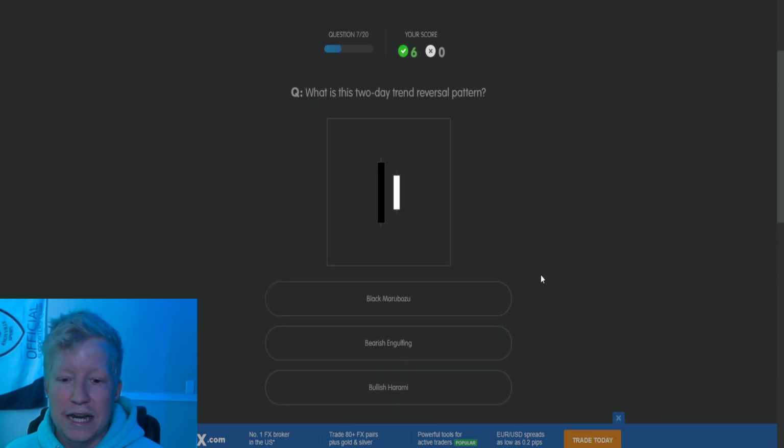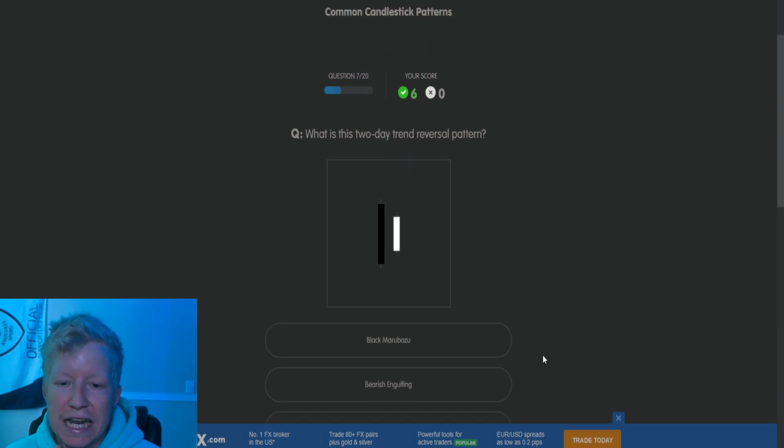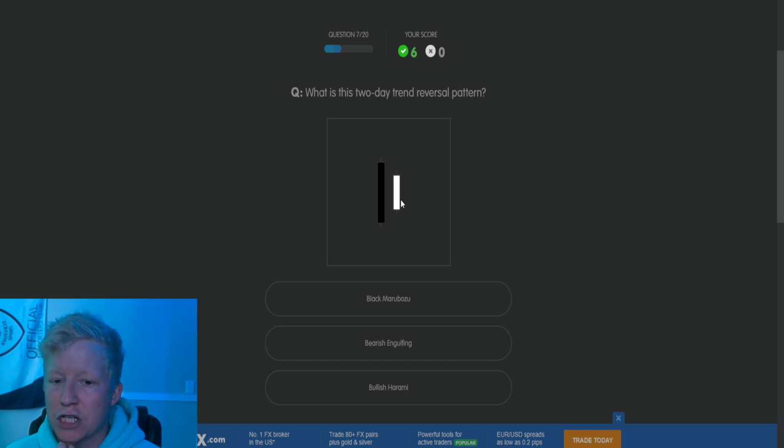And ooh, this is an interesting one. What is this two-day trend reversal pattern? I don't actually know what a marubozu or haramis are. Once again, I'm not huge into the names of these things. I don't think this is bearish engulfing because, like I just explained, engulfing is when you take over the bar before. This is the opposite, where the bar before takes over this bar. I don't think that would be considered engulfing, although it kind of is, but I always think of engulfing being the candle to the right. So I'm not going to pick that one.